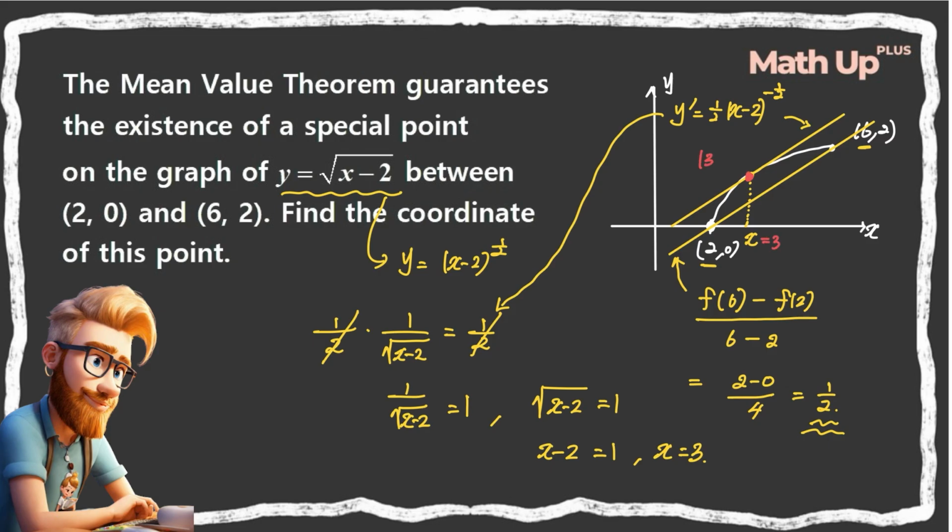And when x is 3, y is equal to root of 3 minus 2, which is equal to 1. So the coordinate is (3, 1). That's our answer.